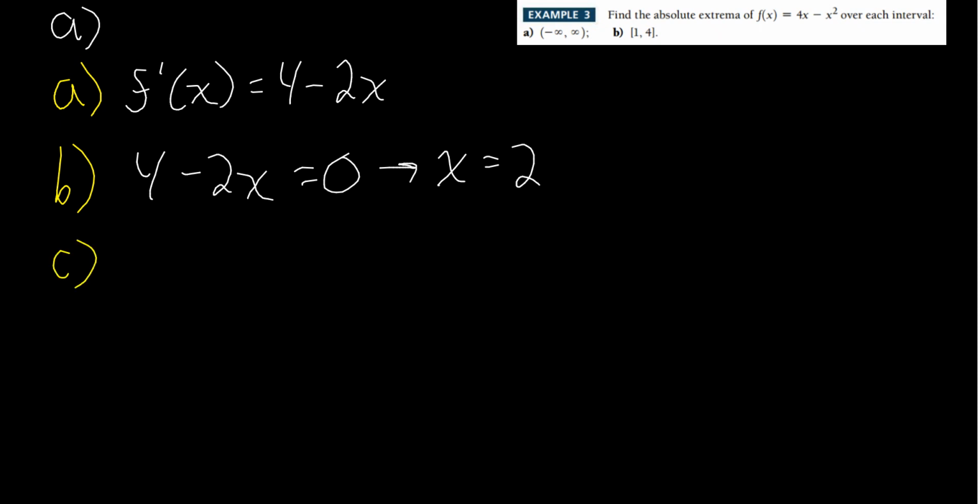And then step C. So step C, again, we're going to be listing the endpoints and the critical points. For this particular interval, notice our interval is from negative infinity to positive infinity. We can't list those as an endpoint. So the only thing we can do is just say 2, right? Because that's it. Now here's where you kind of have to know which principle to use, principle 1 or principle 2.